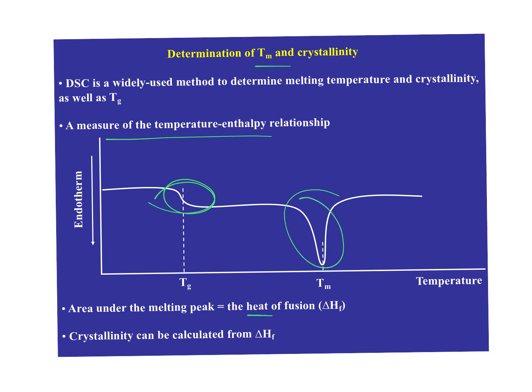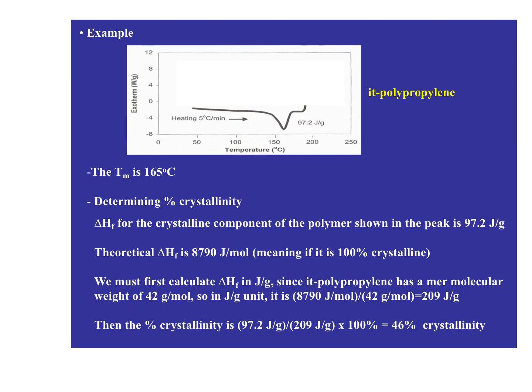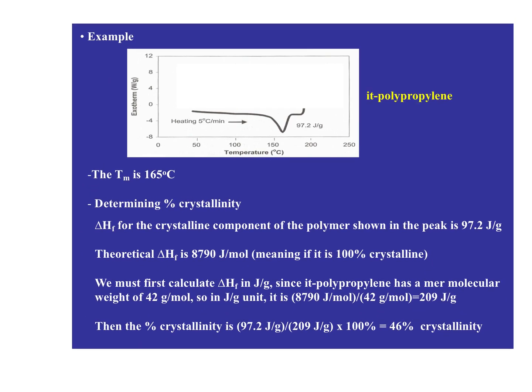Area under the peak is the heat of fusion, and what we're going to do today is show you how to calculate crystallinity from fusion for the system. And this is for isotactic polypropylene. The melting point is 165. All right, so the delta Hf for the crystalline component shown in the peak is 97.2 joules per gram from that particular experiment. There is a theoretical delta Hf, which means that if you could make polypropylene fully crystalline, which you can't, but if you could, it would have a melting energy of 8,790 joules per mole.